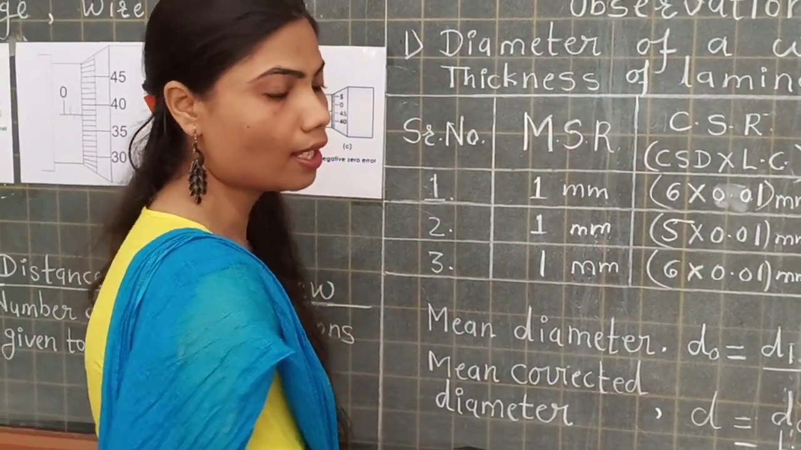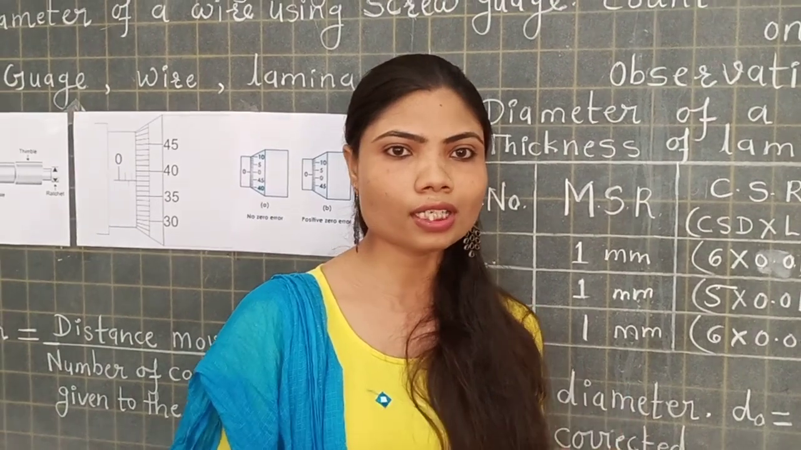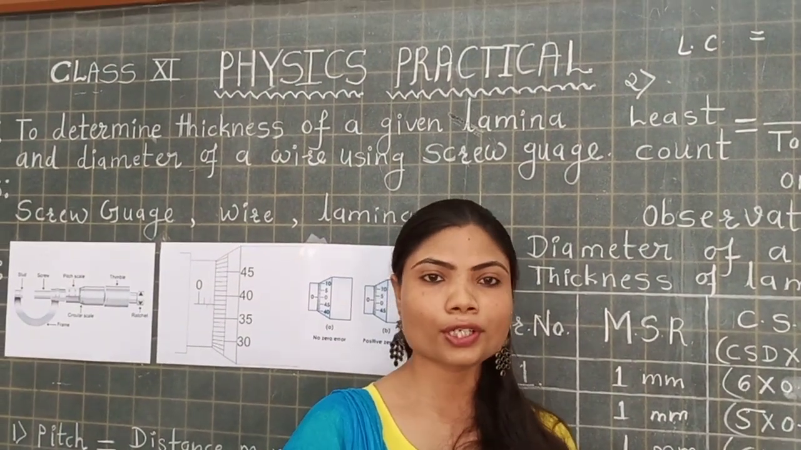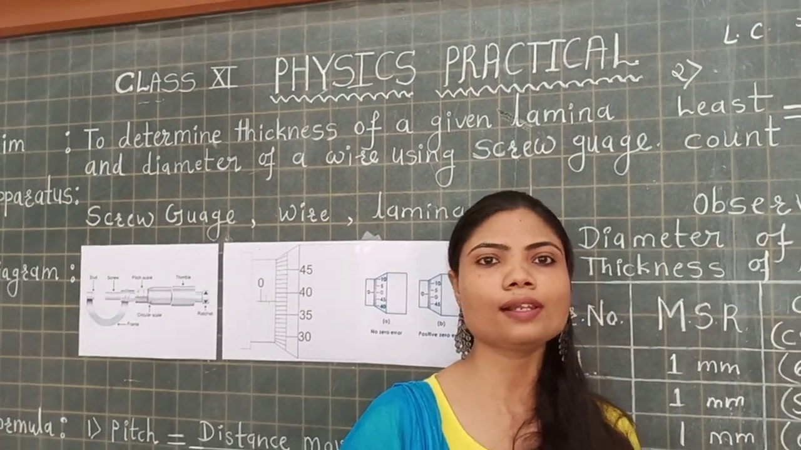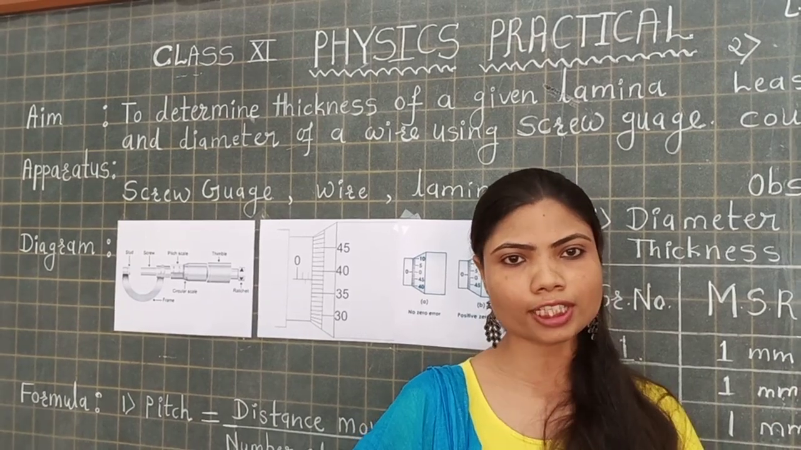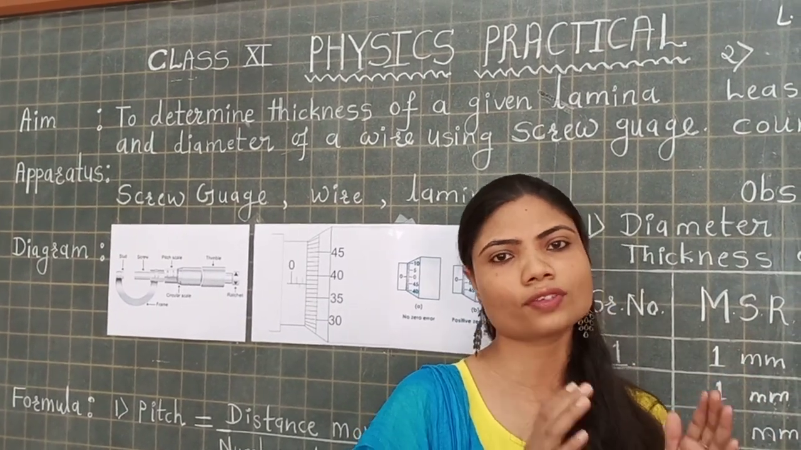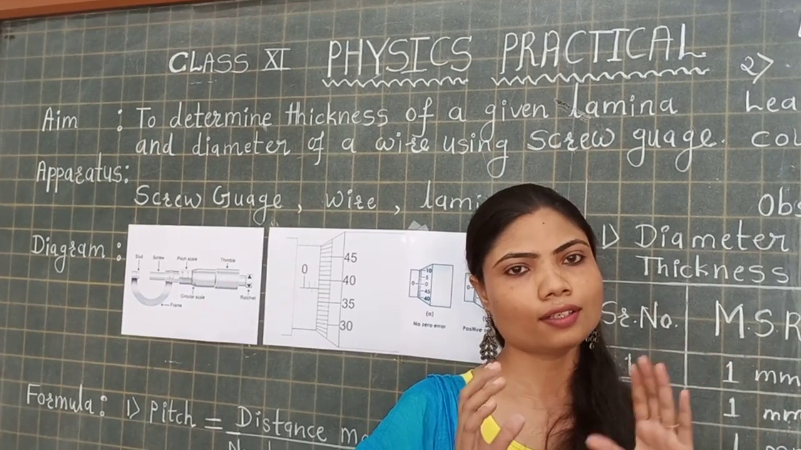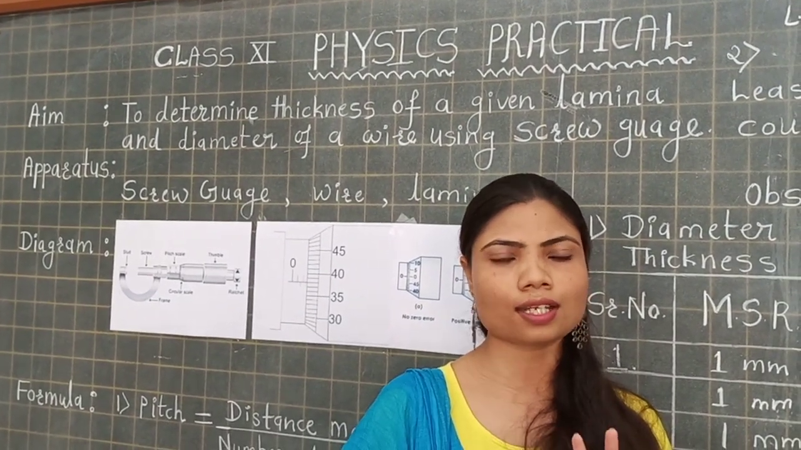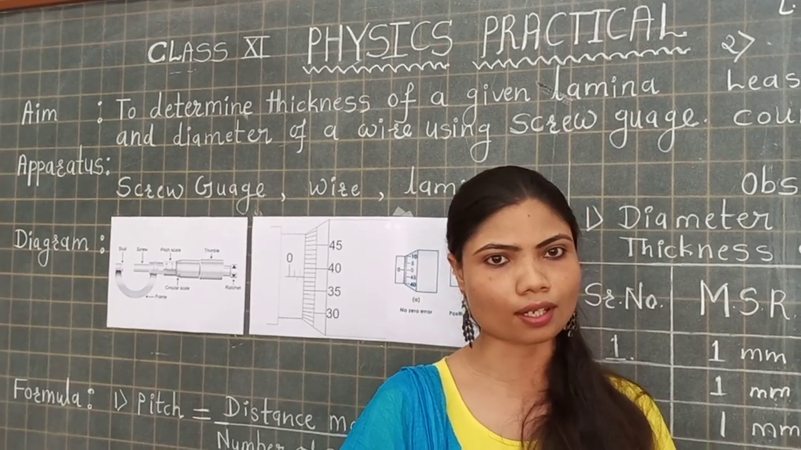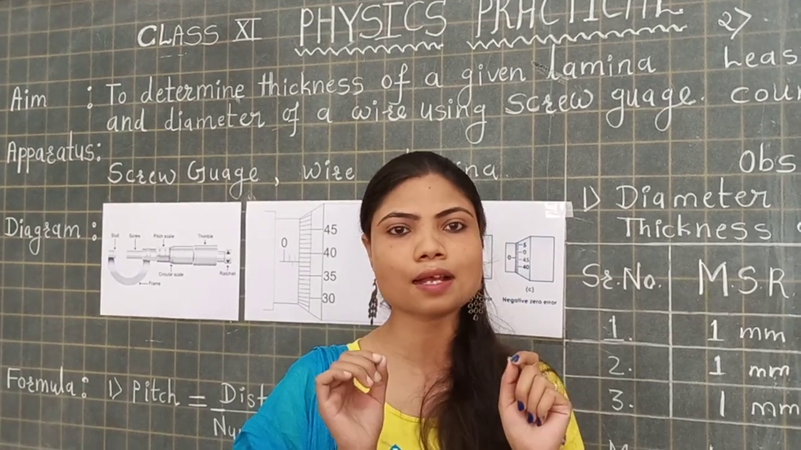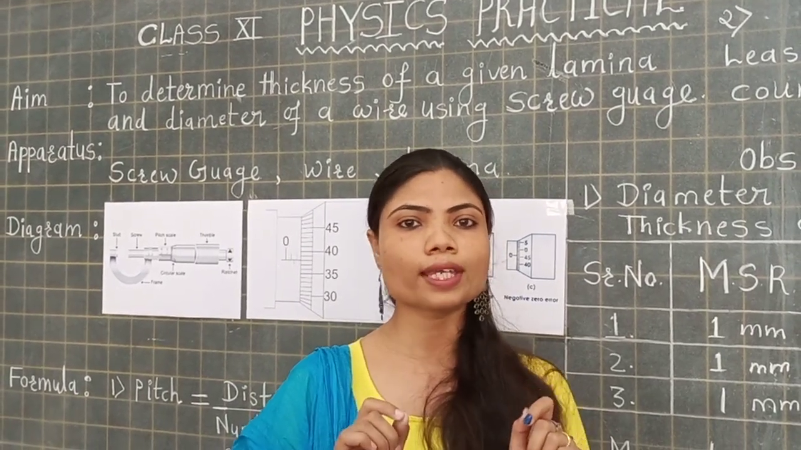So dear children, we are here to learn about the observation table. We understood the result for the wire, but you are going to make a separate table for the thickness of the lamina. In two different observation tables, you are going to take the readings of these two different aims. The one is to find the diameter of the wire, the other is to find the thickness of the lamina. Okay, so here we are done with the practical. Now let's see some precautions to be taken.